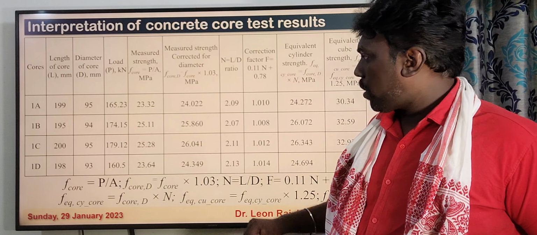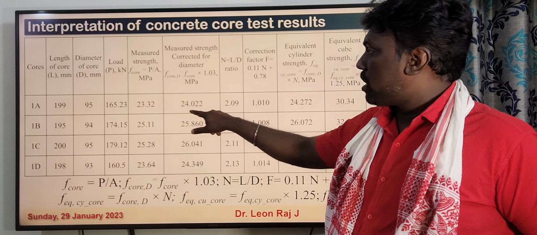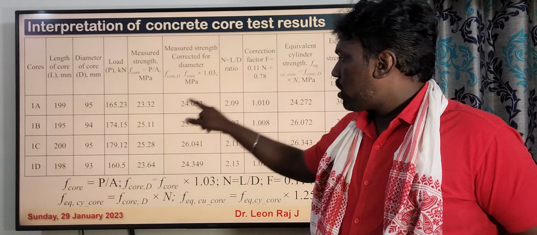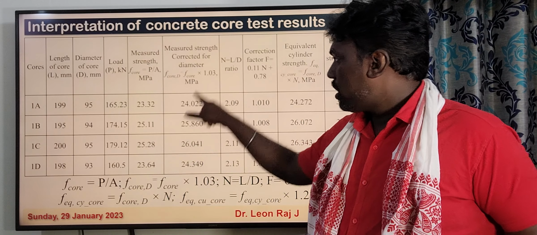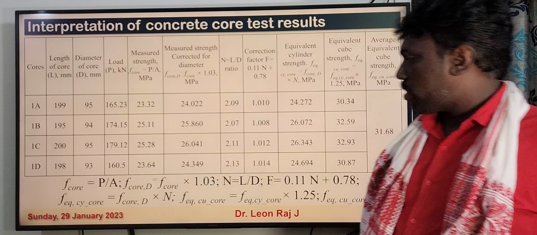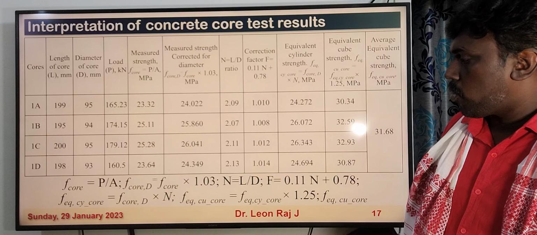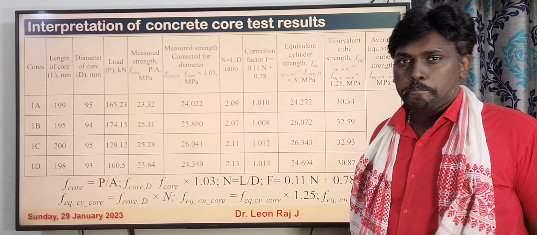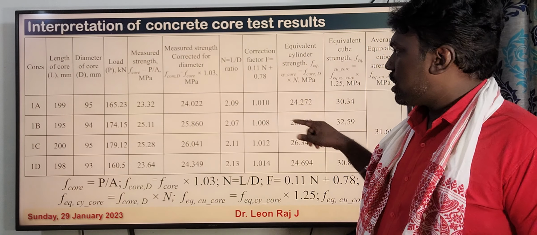So you are getting the values: 23.32 into 1.03 is equal to 24.022. 25.11 into 1.03, you are getting 25.860. 25.28 into 1.03, you are getting 26.041. 23.64 into 1.03, we will be getting 24.349 MPa.